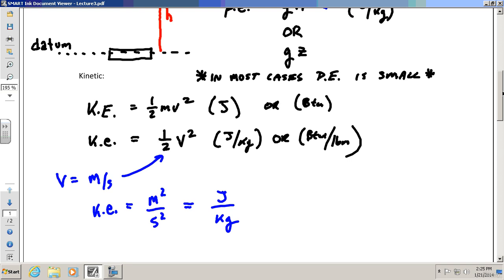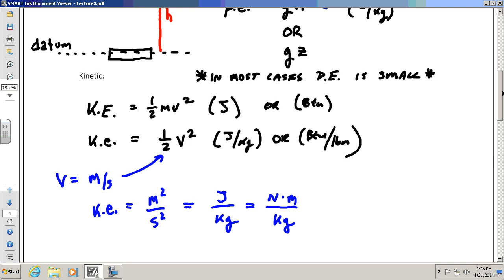So I thought it might be a good idea for me to show that to you. Because you might go, I don't see how meters squared per second squared equals joules per kilogram. I mean, it's not obvious. Okay, a joule, as mentioned before, is equal to a Newton meter. So this is equivalent to a Newton meter per kilogram. So we're getting somewhere.